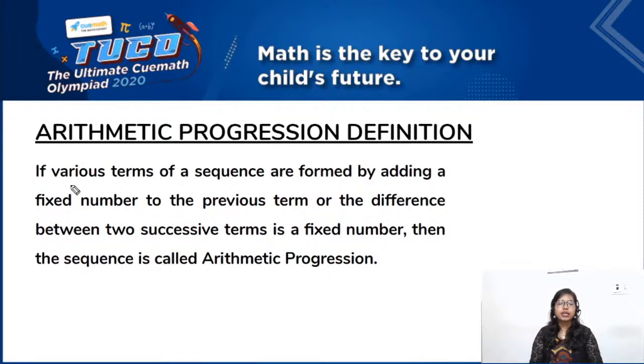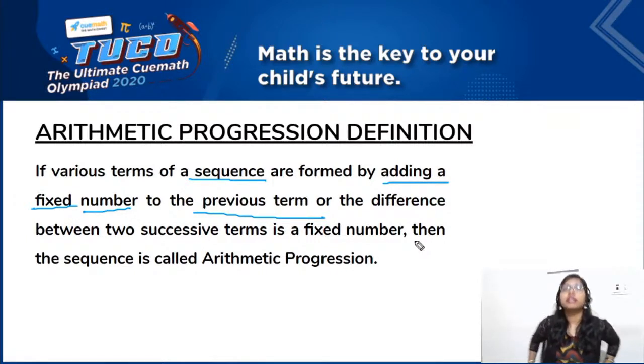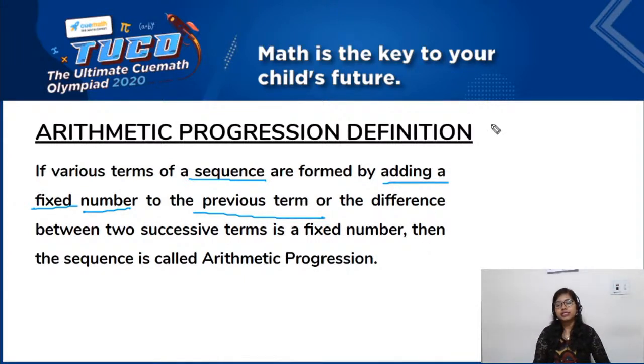So it says that if various terms of a sequence are formed by adding a fixed number to the previous term, or the difference between two successive terms is a fixed number, then the sequence is called an arithmetic progression. Okay. So what we understand from here is that arithmetic progression, which is in general told as AP, the short form of it is known as AP.